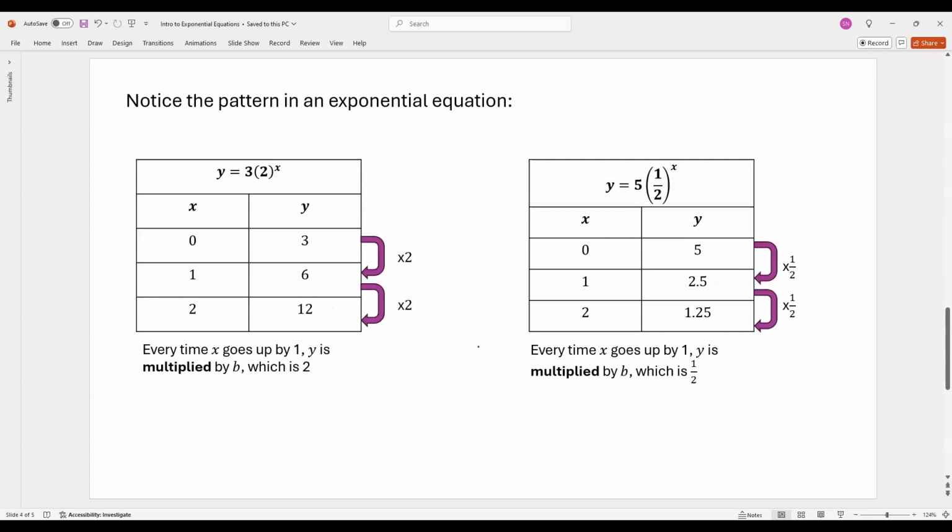What happens in an exponential equation is that every time x goes up by 1, y gets multiplied by the value of b. You see in this equation, the value of b is 2. So every time x goes up by 1, y gets multiplied by 2 because that's the value of the base. Similarly, in 5 times 1 half to the x, notice that every time x goes up by 1, the y value gets multiplied by 1 half because that is the value of b in this equation.